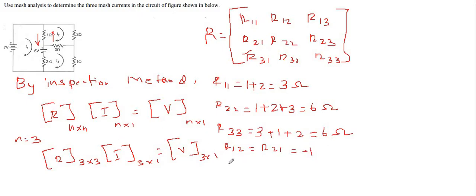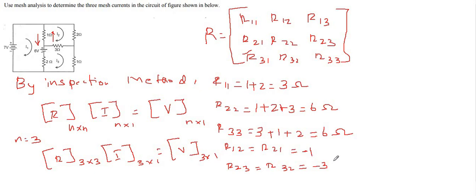And next we'll find R23, which is equivalent to R32. So this is my second loop and this is my third loop. The common resistor here is 3 ohm and the currents are both in opposite directions. I2 is flowing in the clockwise direction from right to left, and I3 is also flowing in the clockwise direction from left to right. So here it is minus 3. So this is the value for R23.